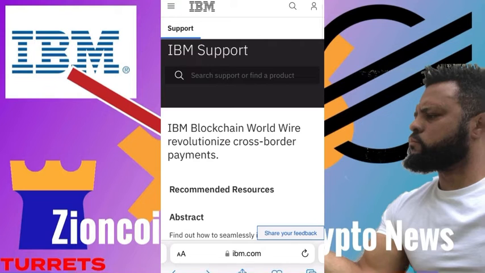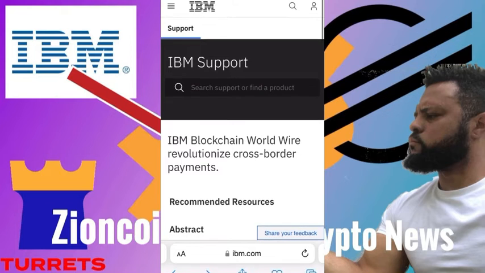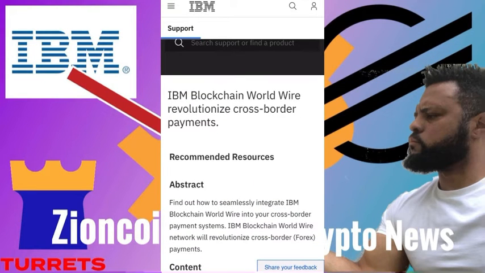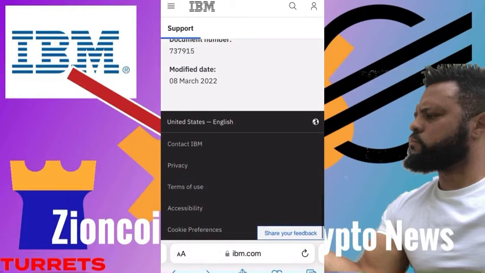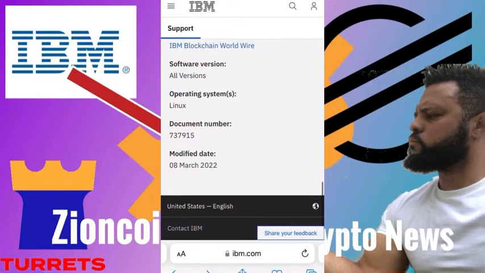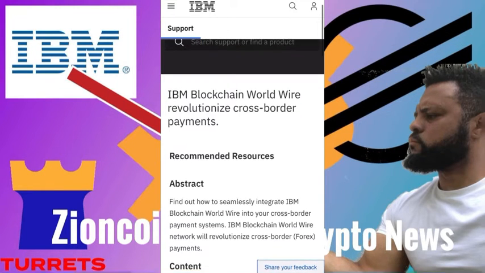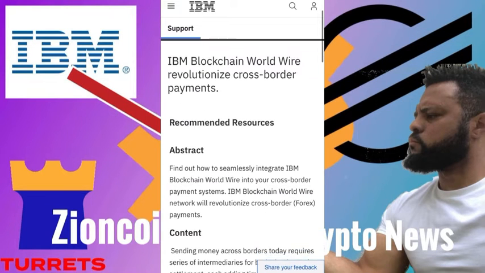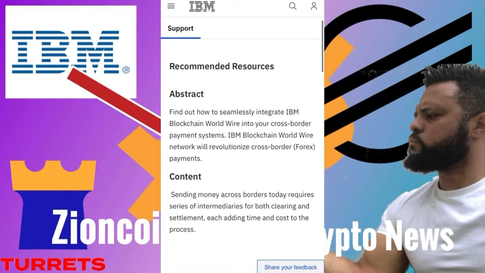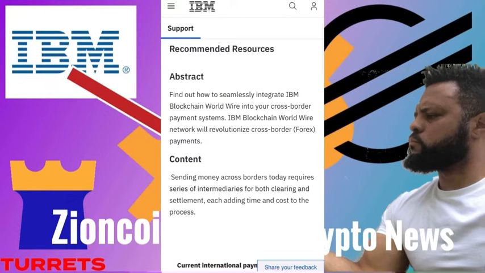Now, IBM World Wire has been around for a while now, probably over 3 years. This is a fairly recently updated blog, updated the 8th of March this year. But I wanted to look at this because IBM is one of Stellar's biggest clients, and obviously with the Blockchain World Wire, it's providing these on and off ramps. So let's take a deep dive into what's going on in this article.